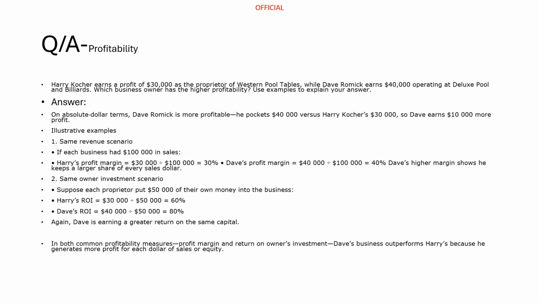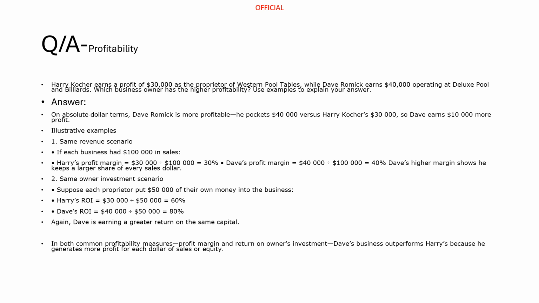So Harry Koch earns a profit of $30,000 as the proprietor of Western Pool Tables, while Dave earns $40,000 operating a deluxe pool and billiards. Which business owner has the higher profitability? Use examples to explain your answer. On absolute dollar terms, Dave is more profitable. When you look at it, $40,000 is more than $30,000. So he pockets $40,000 versus Harry's $30,000. So Dave earns $10,000 more profit.